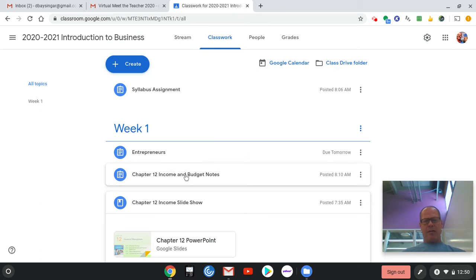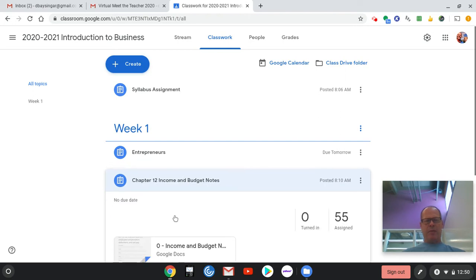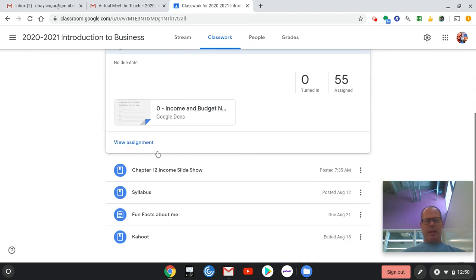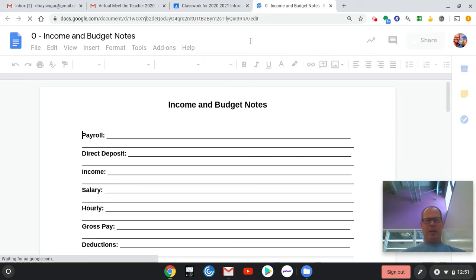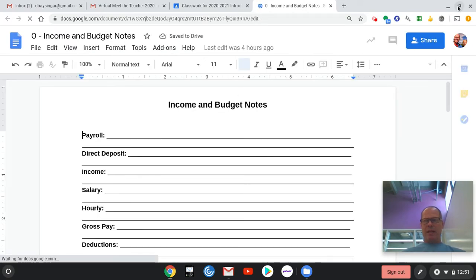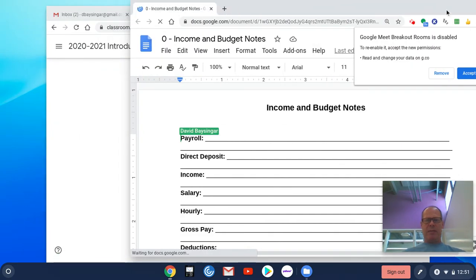This is to start out today for your Chapter 12 Income and Budget Notes. So you should open up this document from the Google Classroom. You'll open that up and you'll have these notes here. And then while I'm doing that, I can actually split the screen here. I would suggest you maybe do the same thing.